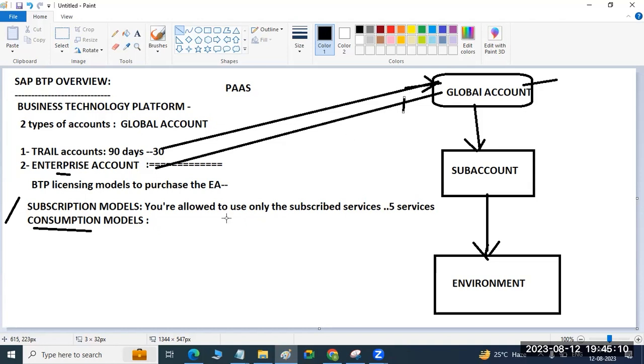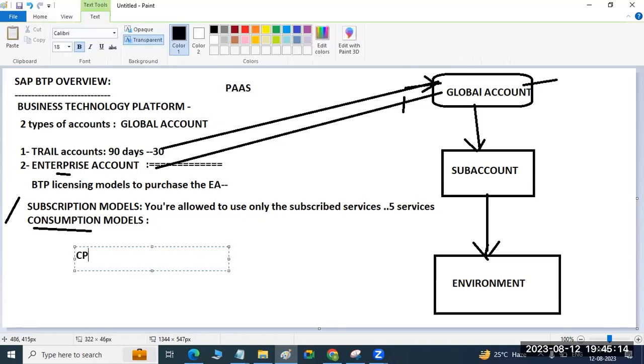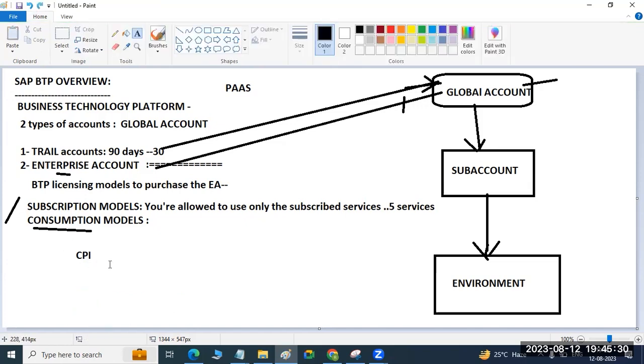And for PI PO, there are CPI and CPO configurations, right? Interface configurations. CPI is replaced by the cloud platform integrations. On-premises, we have the PI PO systems. Whatever the PI PO functionalities are, the same functionalities are also being replaced by CPI and Ariba integrations. So they are the same. Your understanding is correct. So CPI is also a BTP service, right?